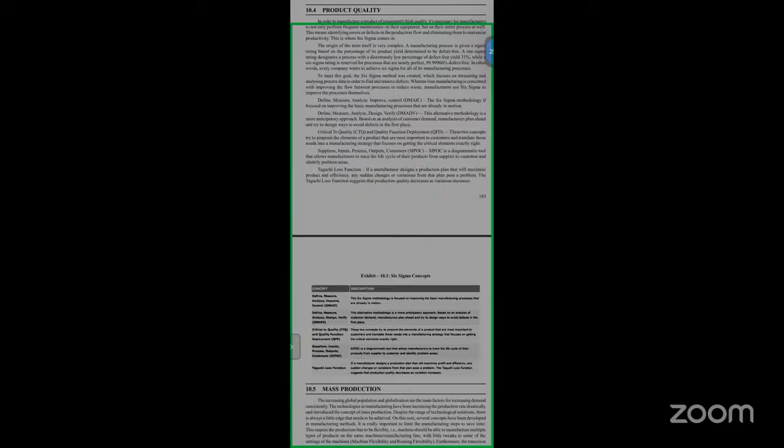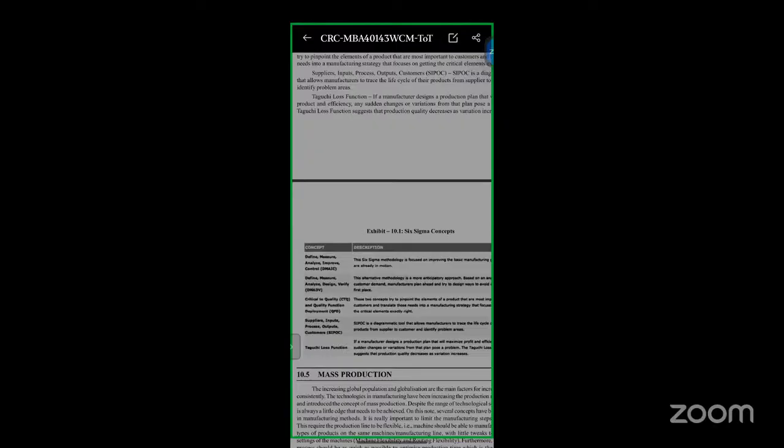And the Taguchi loss function: if a manufacturer designs a production plan that will maximize product and efficiency, any sudden changes or variations from the plan pose a problem. So the Taguchi loss function suggests that production quality decreases as variation increases. And given the Six Sigma concepts, just look at here: define, measure, analyze, improve, and control. And define, measure, analyze, design, and verify. Critical to quality and quality function deployment, and SIPOC and Taguchi loss function.